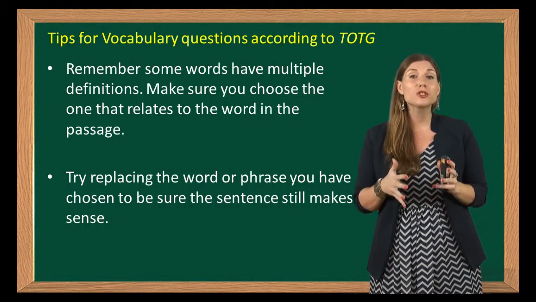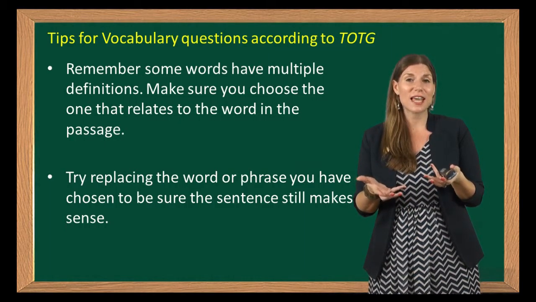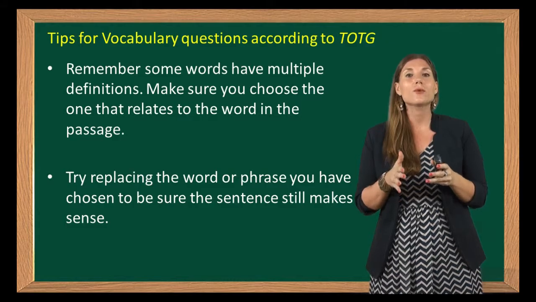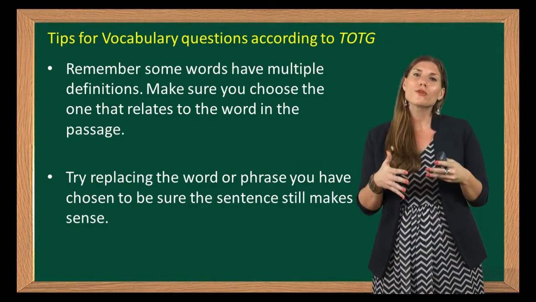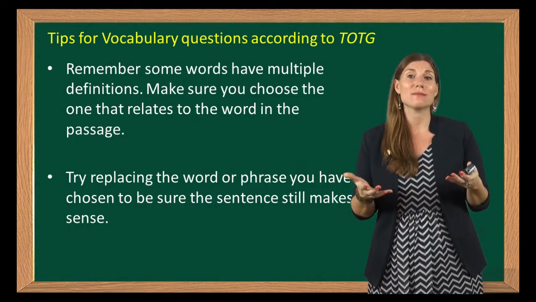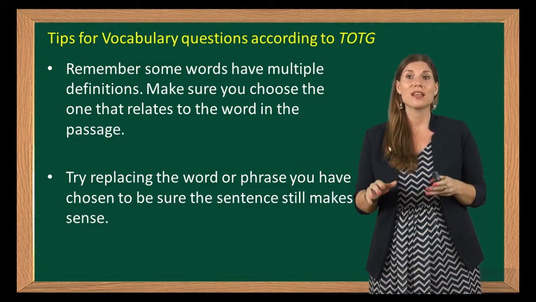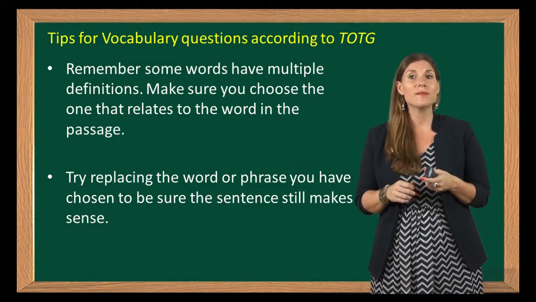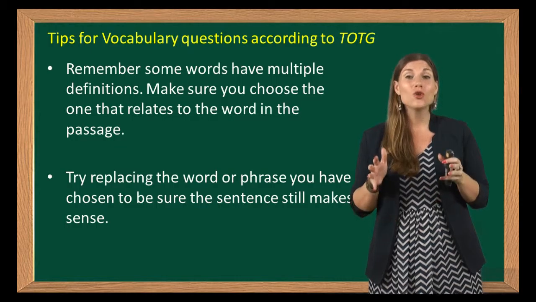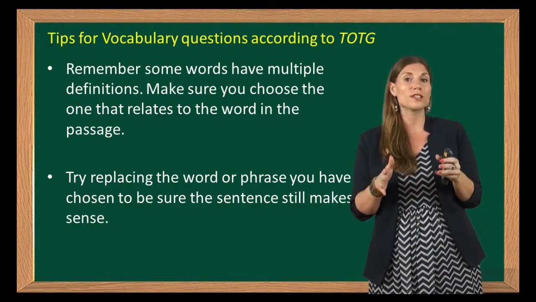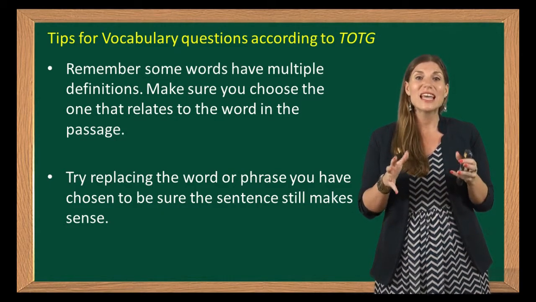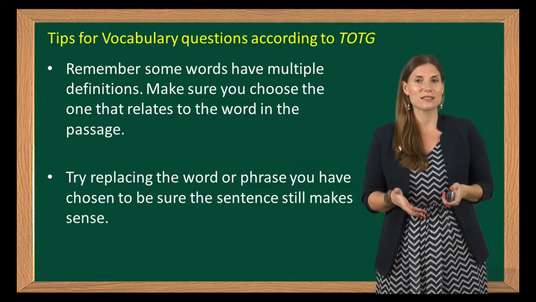Remember that some words have multiple definitions, or they look the same, but they don't mean the same thing, depending on the context. So make sure you choose the one that relates to the word in the passage. For example, think about these words, wound and wound. They look the same, but actually they mean completely different things. They wound up the toy as soon as she got it, and she received a wound from the punch. So these are completely different. You have to rely on the context to understand what is going on. And make sure that you try replacing the word or phrase that you have chosen inside this text to see if it still makes sense.